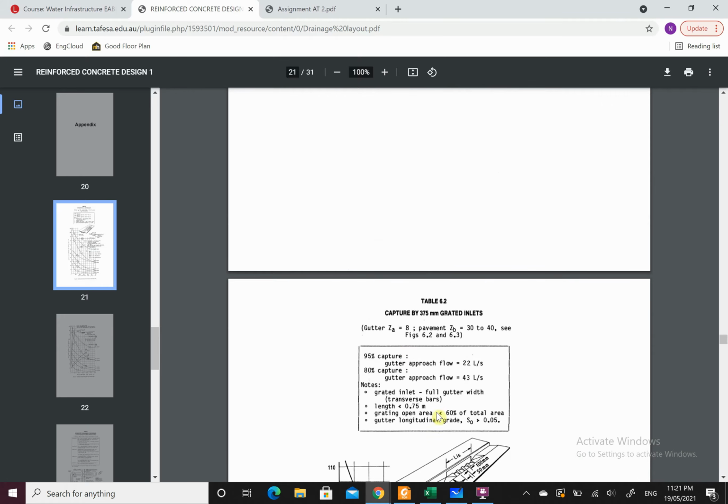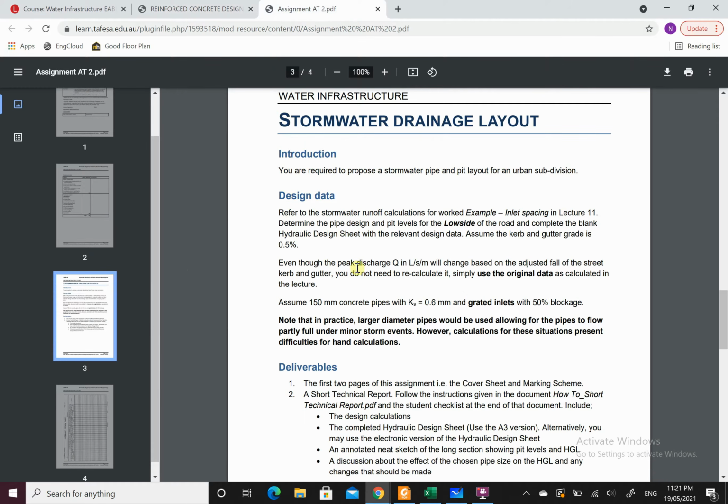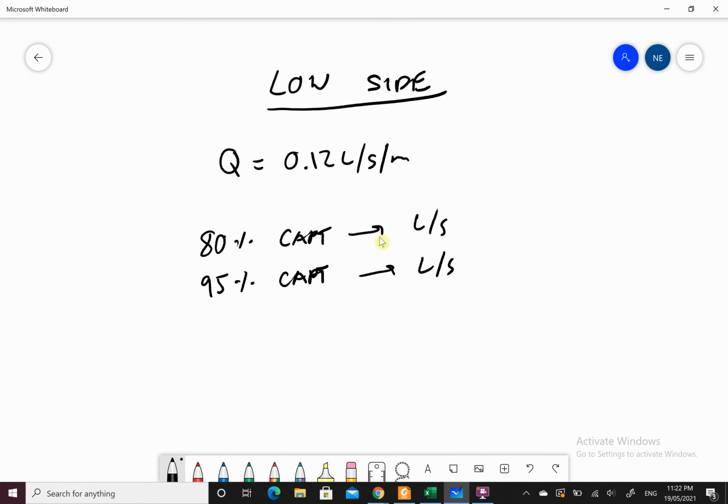Alright, once you've done that, what you need to do, going by our assignment sheet, is assume a 50% blockage. So with a 50% blockage, what is now my liters per second for these two scenarios? Once you've done that, you're able to space your initial pit.